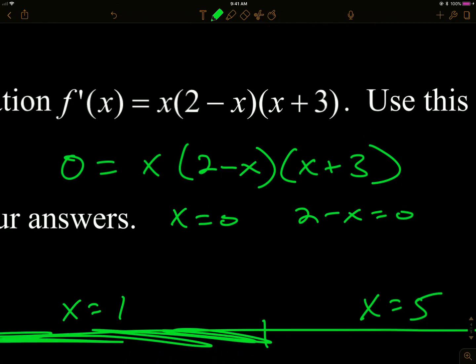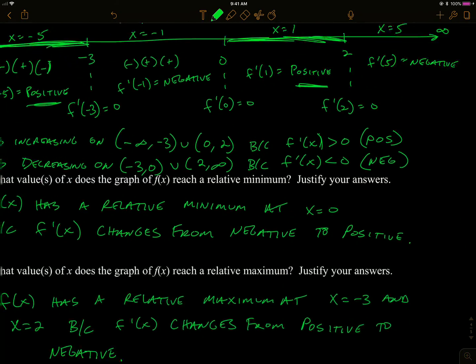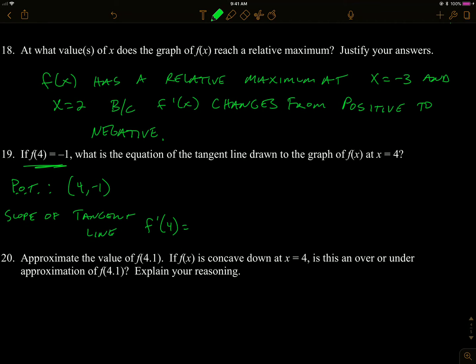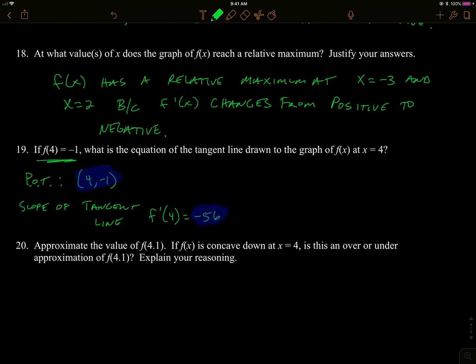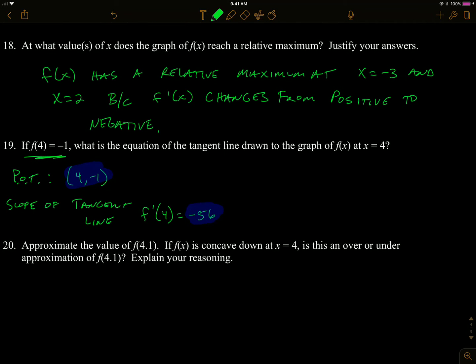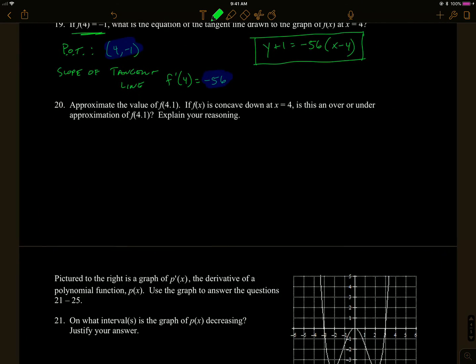So we have to plug 4 into our equation here. Our equation is f prime. So if I plug 4 into that, you guys can work that out. I've already worked out the answer. We get -56. So they want the equation of the tangent line at x equals 4. So we have our point and our slope. So there is our equation of our tangent line.